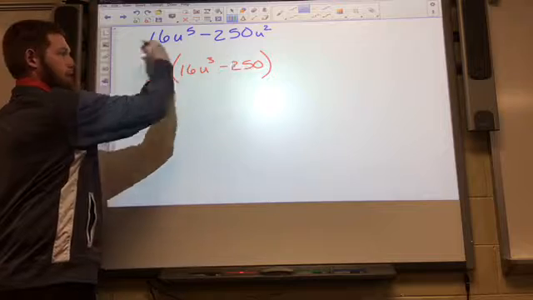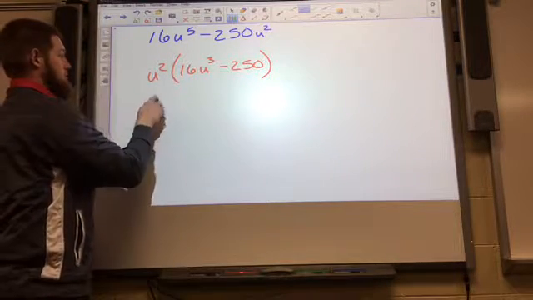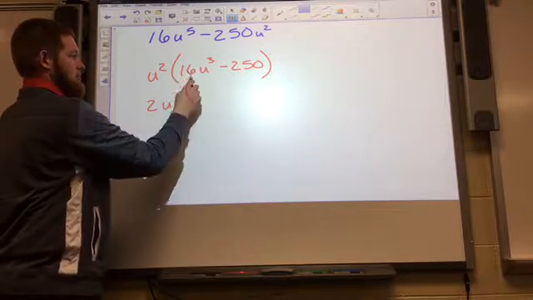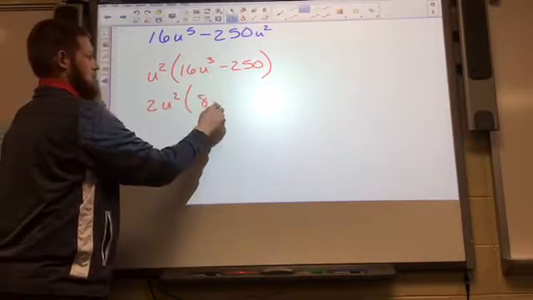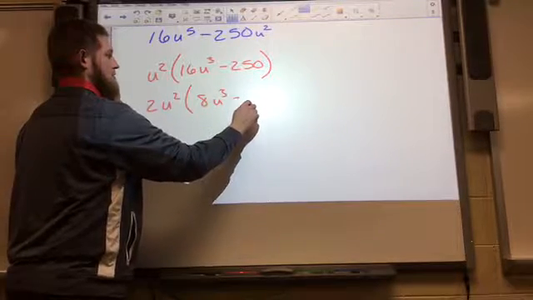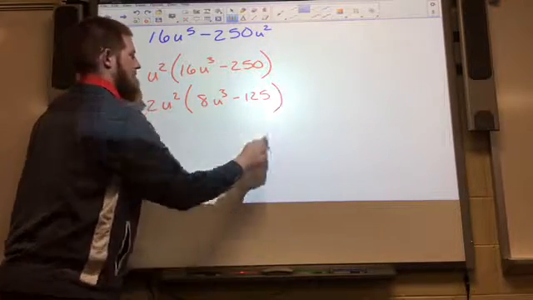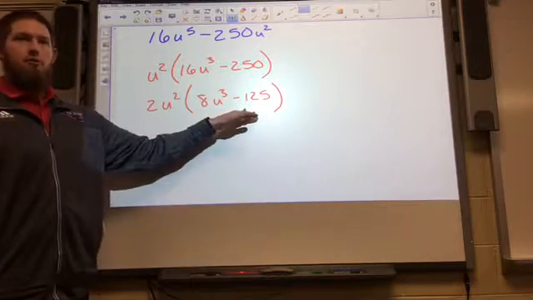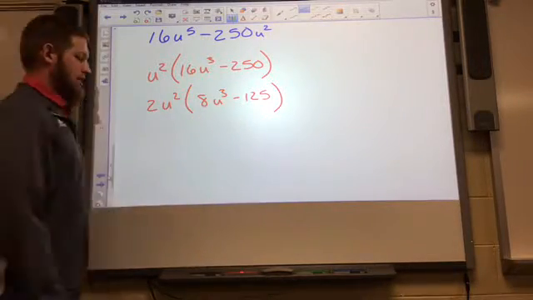Yeah, so what do I want to factor out of here? A 2. So I actually have 2u squared, which gives me 8u cubed minus 125. Now, we already talked about 8 and 125 today with perfect cubes. Do I have a difference of two cubes now? Yes. Okay.